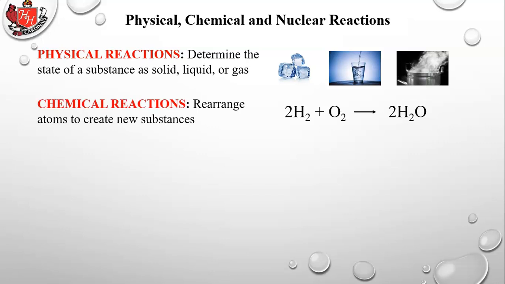Chemistry mostly deals with chemical reactions, and that's the rearrangement of atoms to create new substances. So we can take two hydrogen molecules plus an oxygen molecule, break the hydrogen and oxygen apart, and then put them back together so that we have two water molecules. So that's a chemical reaction. It's when elements on the periodic table are arranged and rearranged to form new substances.